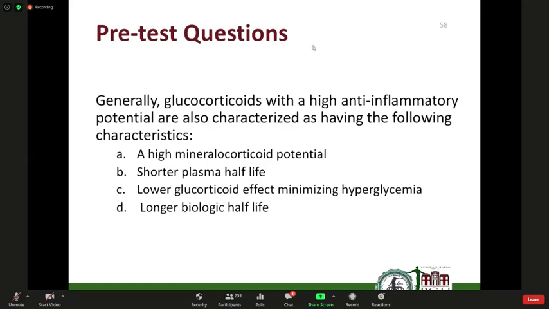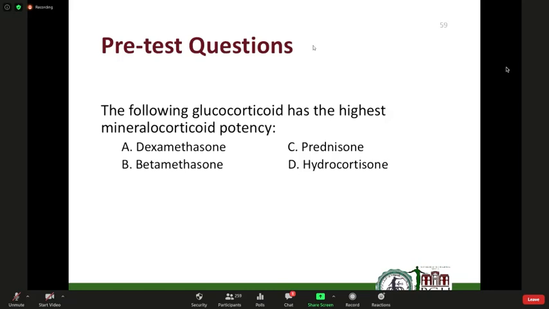So typically, sa glucocorticoids, the higher is the anti-inflammatory potential, the higher is the glucose elevating effect. Tapos baliktad sila. Mas mataas yung anti-inflammatory effect, mas mababa yung mineralocorticoid effect. Okay, so the following drugs, glucocorticoids, have the highest mineralocorticoid potential. A, dexa, B, betamethasone, C, prednisone, and D, hydrocortisone. Okay, so the correct answer is hydrocortisone.